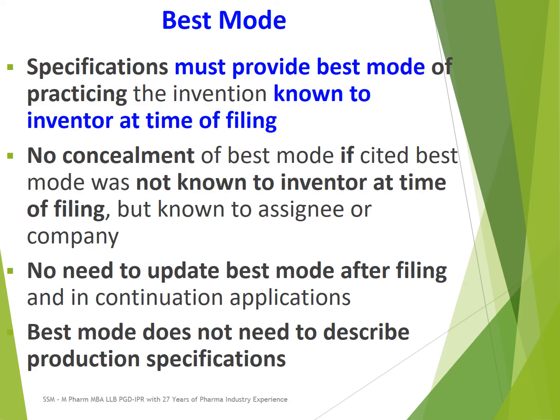Best mode does not need to describe the production specification. You just have to disclose the best mode of practicing the invention. It does not need to describe all detailed production specifications.